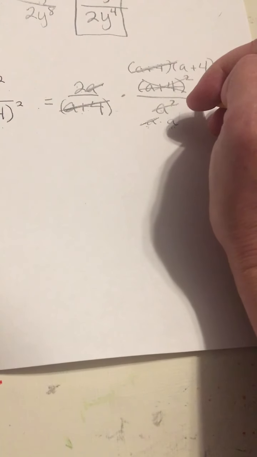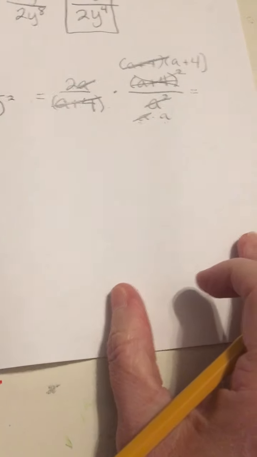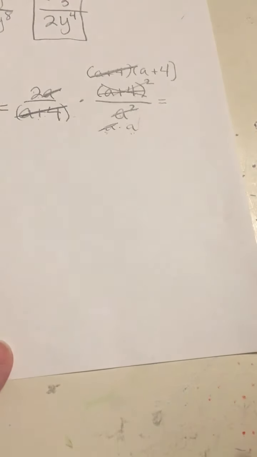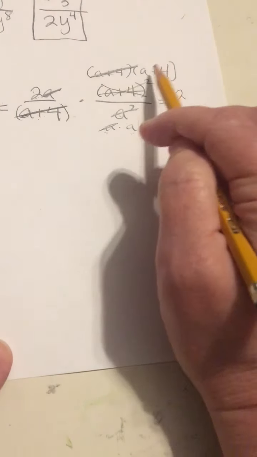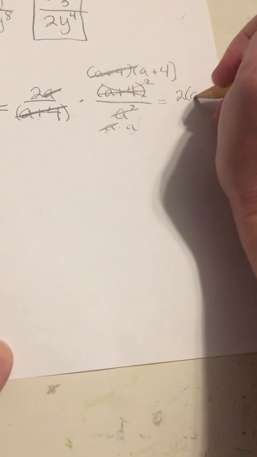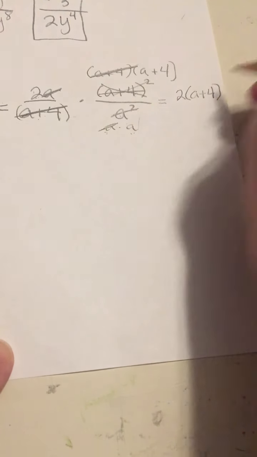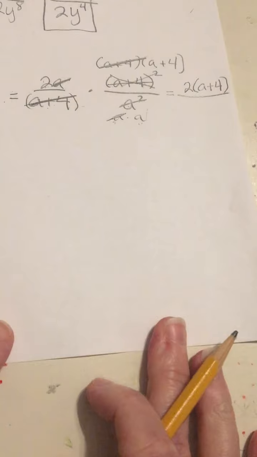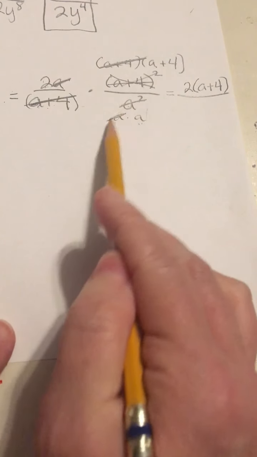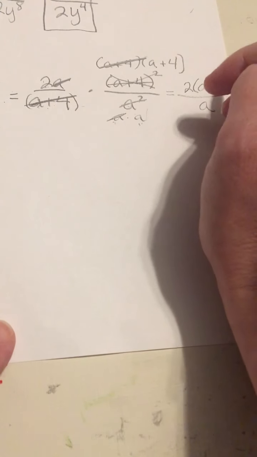So I'll look and see what I have left. Let's just see what I haven't canceled out. Well, it looks like I haven't canceled out this 2 and I have one of my a plus 4s still left there. So I have 2 times a plus 4. And on bottom, one of those canceled out and left me with just a.